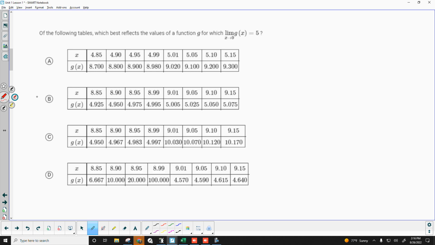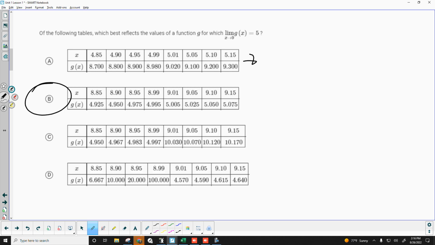It's when x equals 9, y equals 5. It's B. As our x's get close to 9, our y's are getting close to 5.